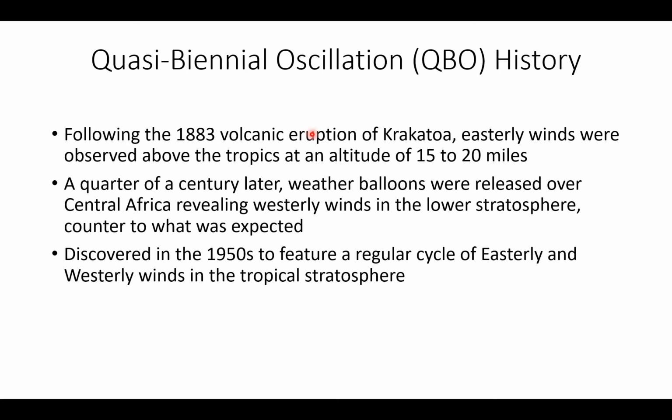So in 1883, easterly winds were observed in the stratosphere, and then a quarter of a century later, weather balloons collecting wind data revealed westerly winds, totally against what was initially discovered. So additional research was conducted, with additional balloon launches and soundings, to where the QBO was really discovered in the 1950s, and it was found to feature a regular cycle of easterly and westerly winds in the tropical stratosphere.